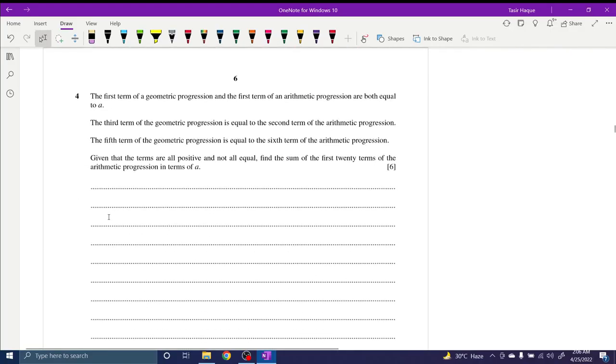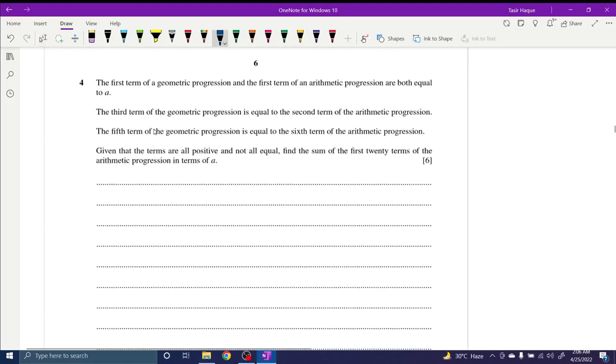Okay, so we had a progression. The first term of a geometric progression and the first term of an arithmetic progression are both equal to a. The third term of the geometric progression is equal to the second term of the arithmetic progression. For the geometric progression, it's going to be a, ar, ar square, and so on. So this is the first term, second term, third term. So ar square is actually equal to the second term of the arithmetic progression.